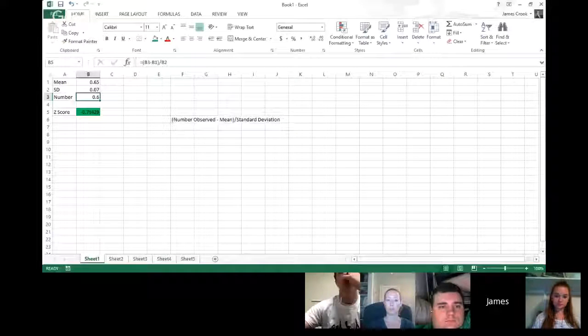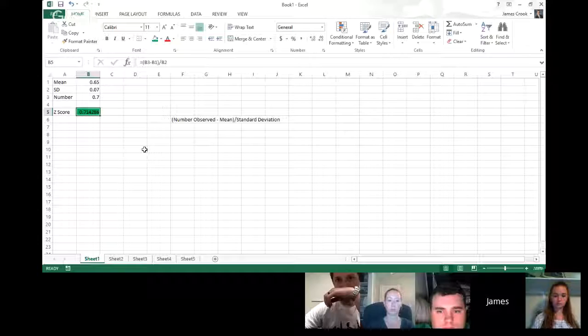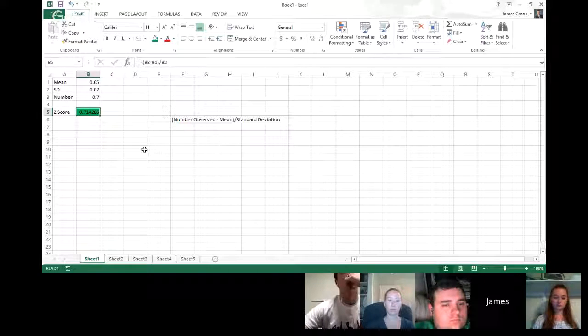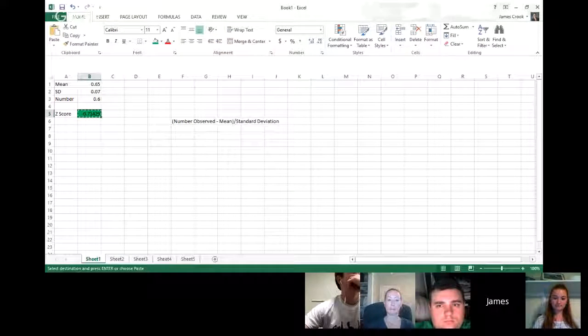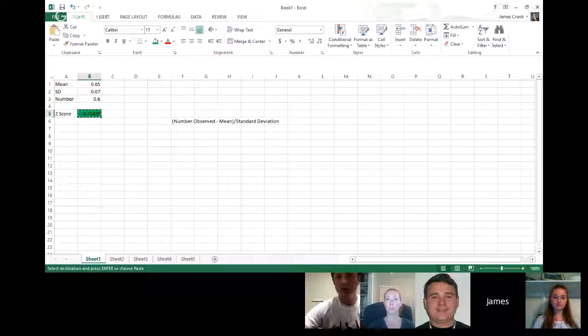Now, back to Excel. So now we just go, okay, what's the new number? 0.7. So that's the z-score for 0.7. Notice it's just the opposite, because it's the same distance from the mean as the old one. Okay, and then we go back to the applet.